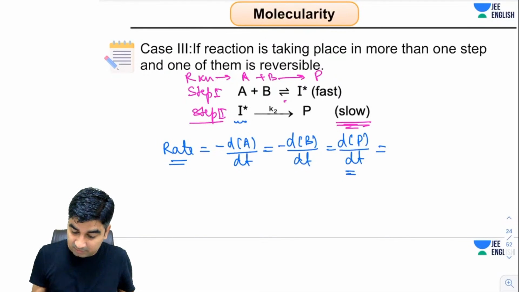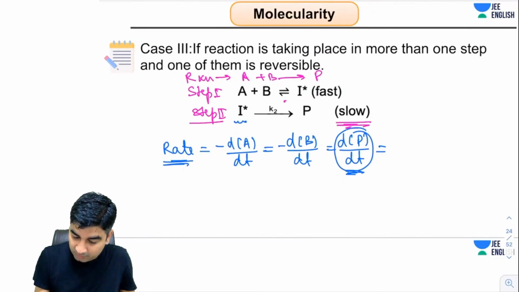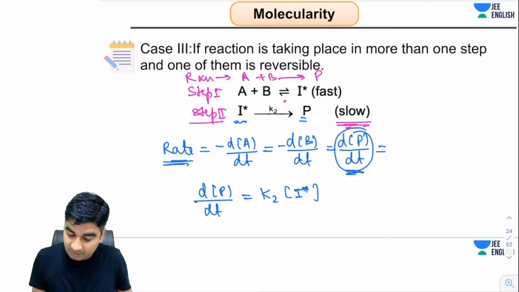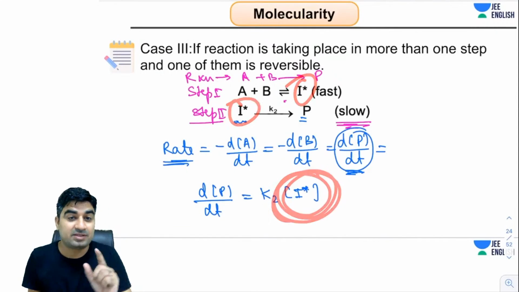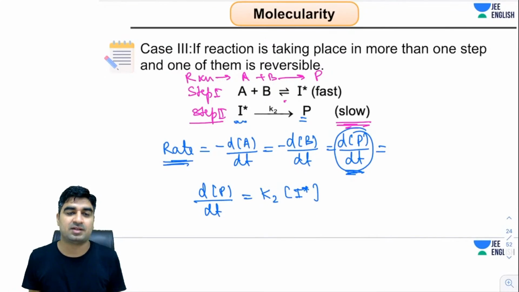So this dP by dt is basically the rate of reaction, and if somehow I calculate the value of dP by dt, then I will be able to find the rate of reaction. So from the second part I can say dP by dt is equal to k2 into I star. But the problem is, this is an intermediate, and intermediate should not be there in the rate law expression, so you have to eliminate the intermediate. How will you remove this intermediate?